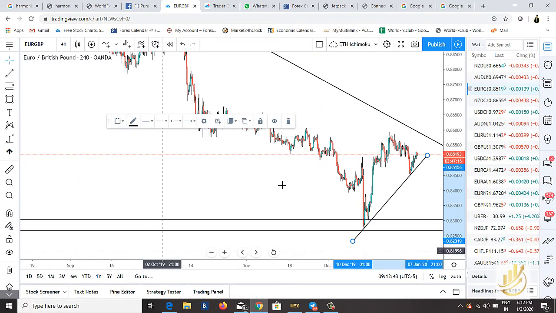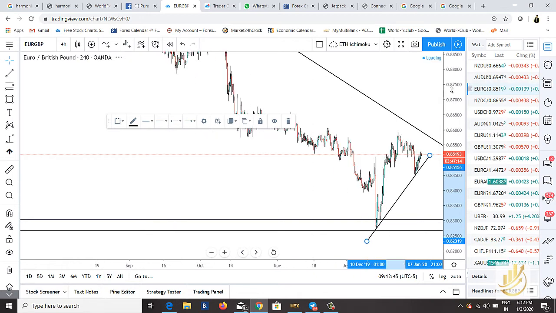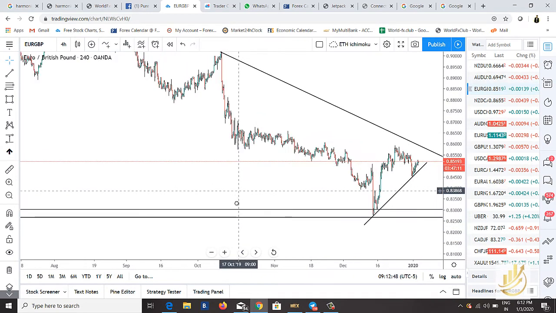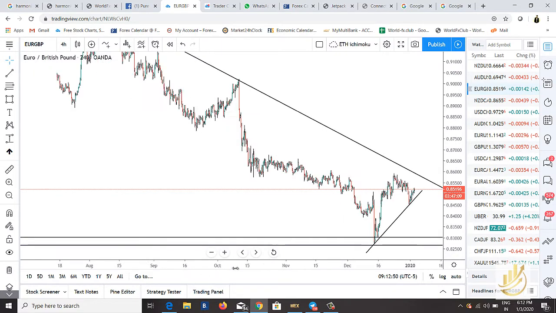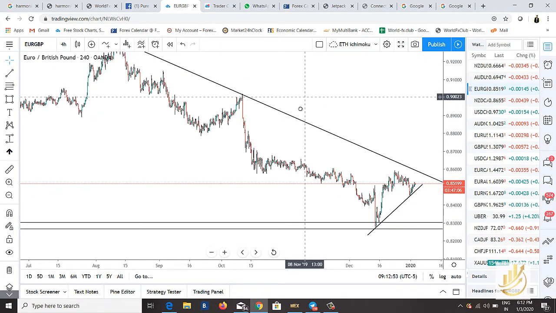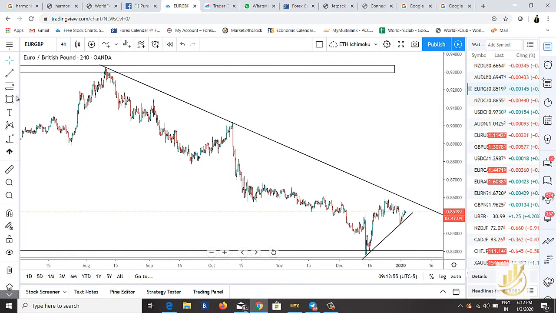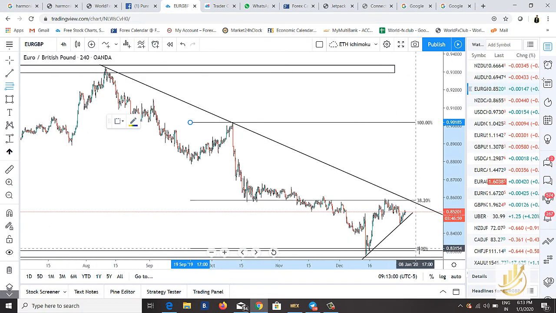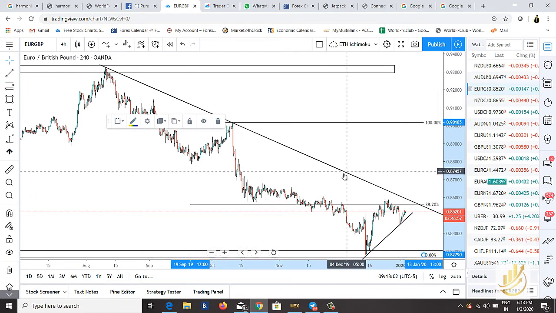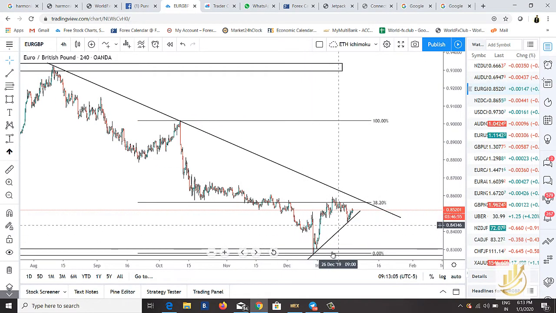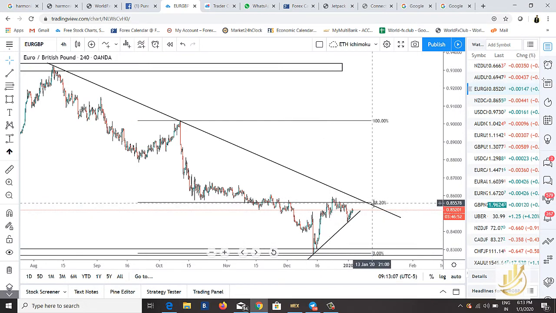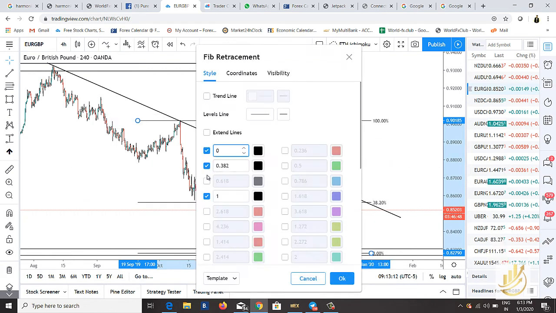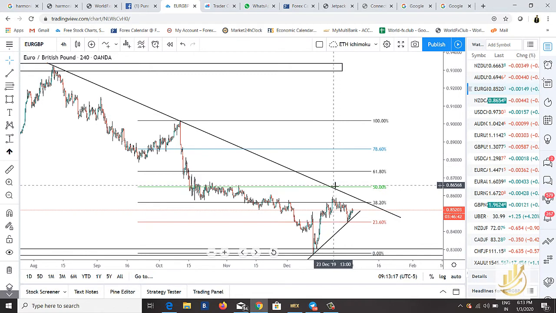And always remember, support and resistance are zones, not exact levels. If you draw Fibonacci levels here to see how much price has retraced, this was the impulse move down. Let's draw a level here. So price went up and it rejected the 38.20% retracement level. Now it's heading further up. If I draw all the levels, this is the 50% level.